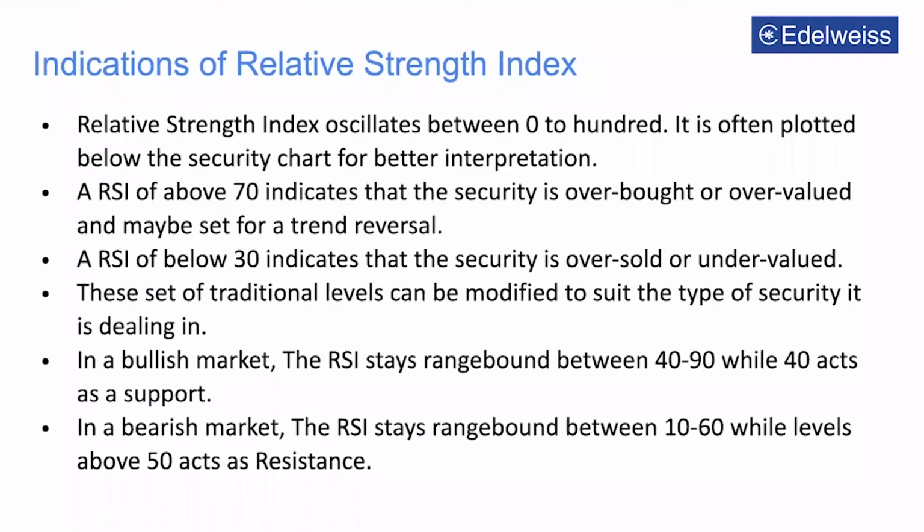RSI levels above 70 mean the security has been overbought or overvalued, and may be set for a trend reversal. An RSI below 30 indicates the security is oversold or undervalued. Of course, these are very traditional levels, made back in 1978. These levels change depending on the security we are considering. Let's say for Nifty, the levels might be 40 to 90 in a bullish market and 10 to 60 in a bearish market.